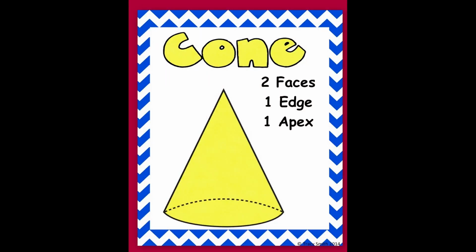The next type of 3D shape that I want to talk with you about is called a cone. This is one that you're probably familiar with too. This one has some special features that I want to talk to you about. The cone has 2 faces.